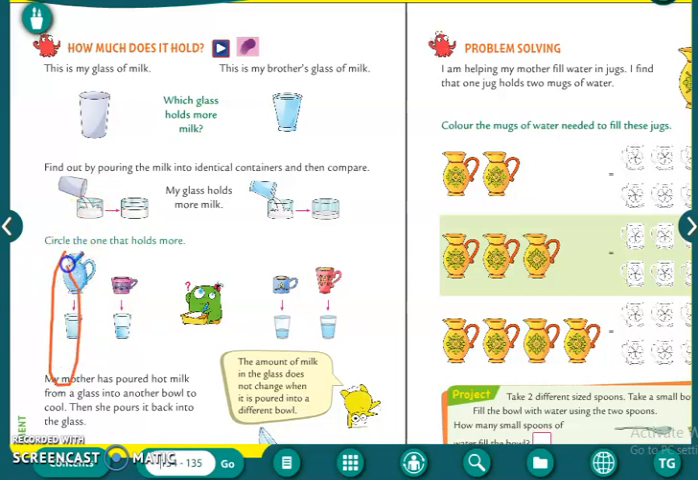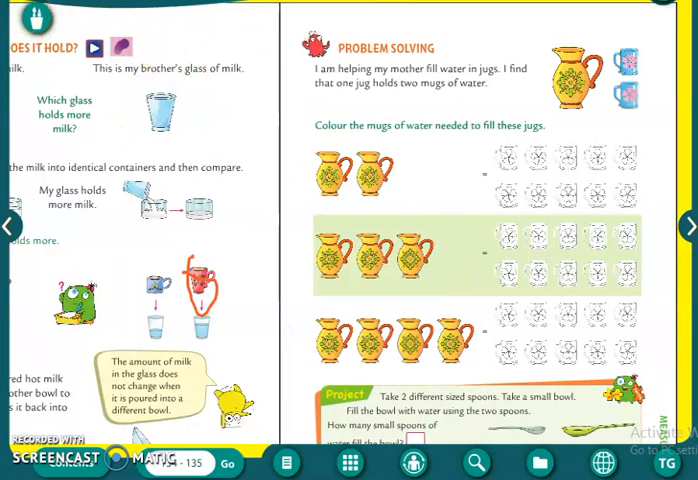Then see this one. A small cup is given and a mug is given. Which will hold more? It will be in this one, the mug. Now see this page.